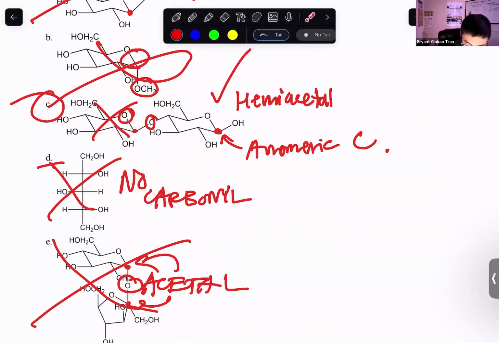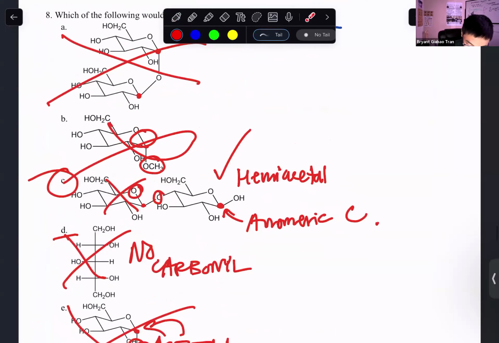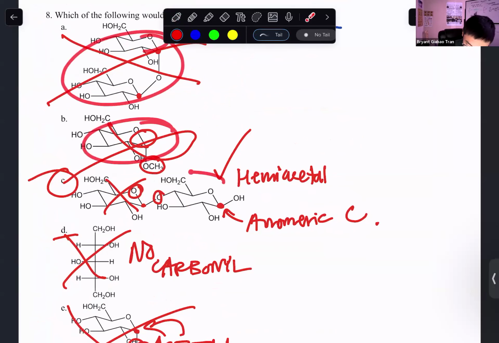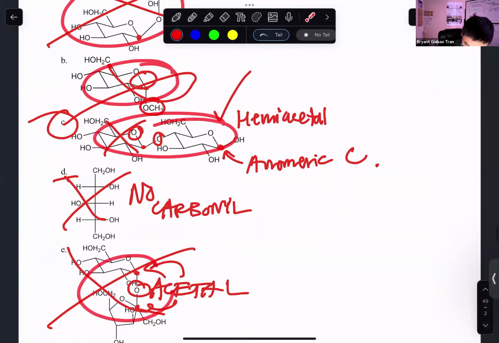The carbonyl would be in the linear Fischer projection. So this is the linear Fischer projection here. All you're looking for is if there's a carbonyl, right? For the hemiacetal, that's what you look for when it's a cyclic sugar, when it's a closed ring already, right? Like the rest of the answer choices here are closed sugars, like ring sugars, cyclic sugars, right?